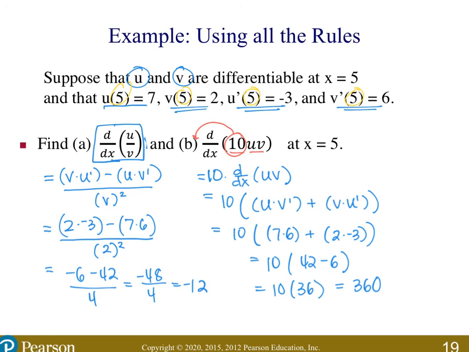All right, so you've been introduced to 6 total rules so far. A constant rule, a constant multiplier rule, the power rule, adding and subtracting, and then now the product and the quotient rule. So you've got all the building blocks of the rules that you need to work with the different polynomial and rational functions. All right, good luck with this, and we'll talk more about this next time.